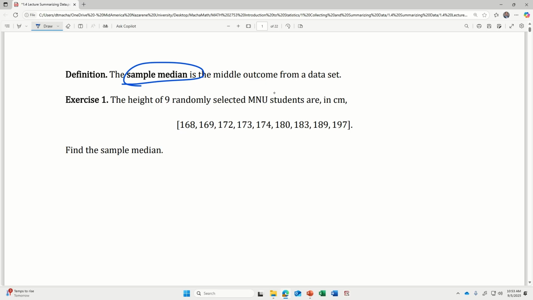So here's what you do. You start off, make sure your data set is ordered from least to greatest or greatest to least. And then you mark off one from the bottom and one from the top. One from the bottom, one from the top. And then bam, right there, the middle is my sample median.